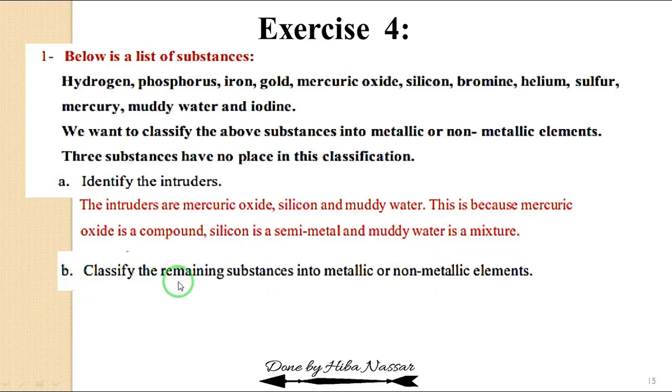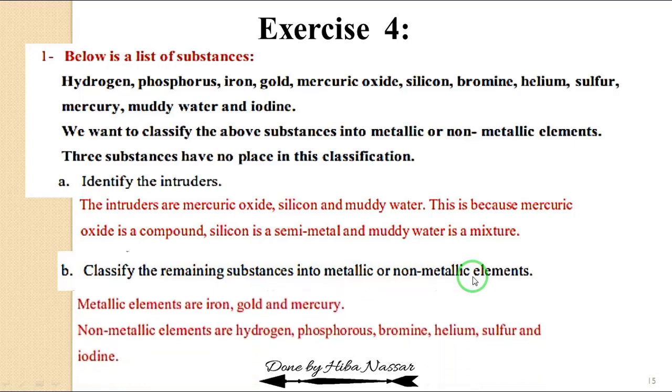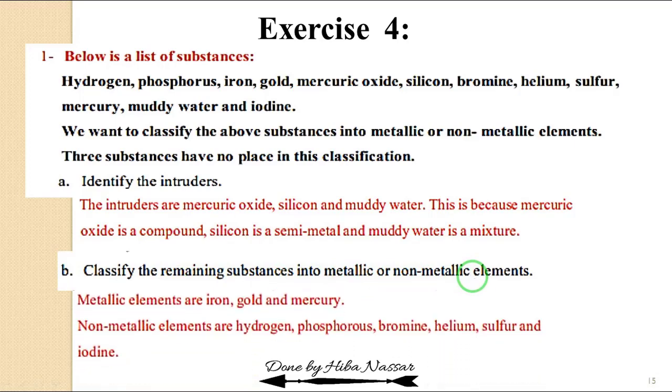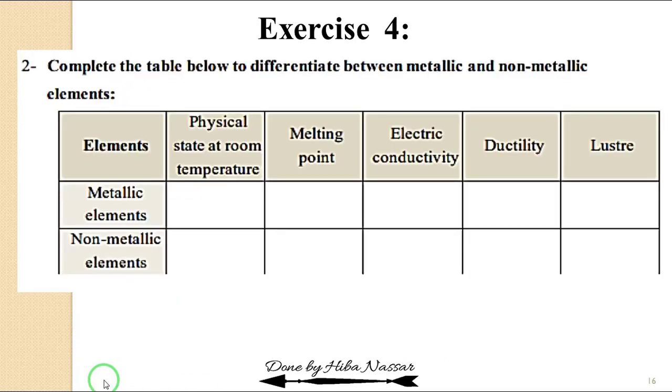Part B. Classify the remaining substances into metallic or non-metallic elements, or metals or non-metals. For the metallic elements, the metals are iron, gold, and mercury. Non-metallic elements are hydrogen, phosphorus, bromine, helium, sulfur, and iodine. Now, question number 2. Complete the table below to differentiate between metallic and non-metallic elements.